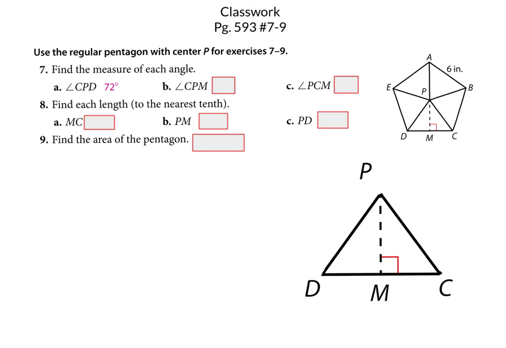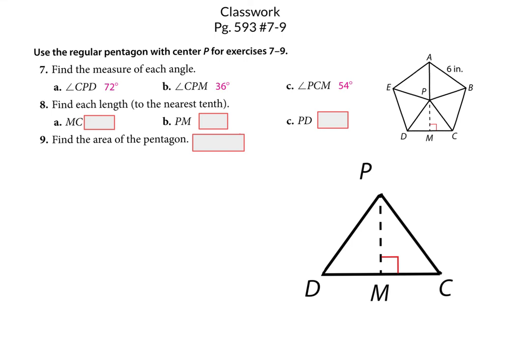The next question is CPM. They want that angle cut in half. So you should have just taken 72 divided by 2 and gotten 36. And then they wanted the angle PCM. Well, you know that this one's 36 and you know that this one is 90. So you could just have subtracted from 90 and you would have gotten 54 degrees for that one. Because you had one triangle and you had 2 of the 3 angles in a triangle.